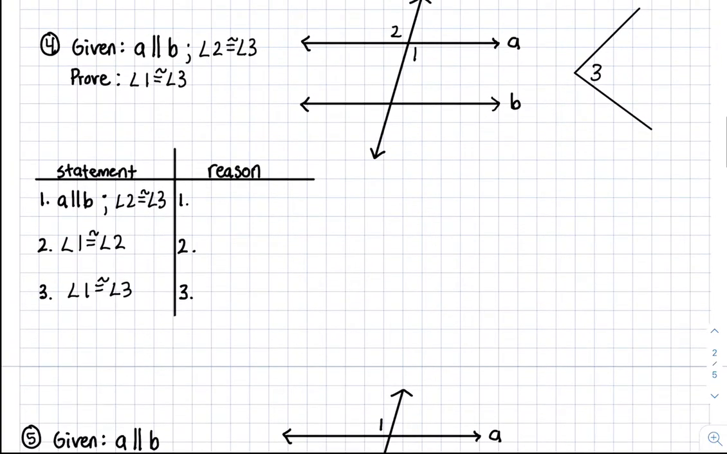Number 4. Okay, so we have the given statement, right? And it says A is parallel to B, and angle 2 is congruent to angle 3. Okay. Next, we have angle 1 congruent to angle 2. Well, here's angle 2 and here's angle 1. Why are those congruent to each other? It's because angle 1 and angle 2, those are vertical angles. And you guys know vertical angles are congruent.